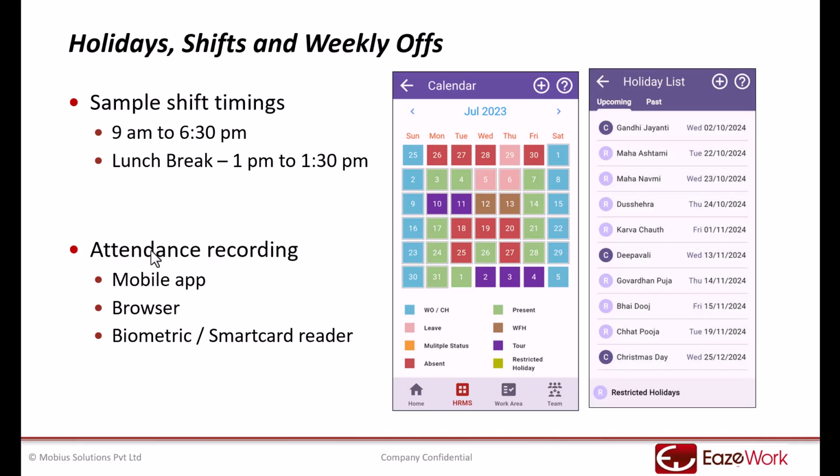Moving ahead, attendance recording can be done through three primary methods. You can update your attendance through the mobile app. You can update the attendance through the browser, or your attendance can be updated based on the punches which are captured through your biometric machine or your smart card readers.